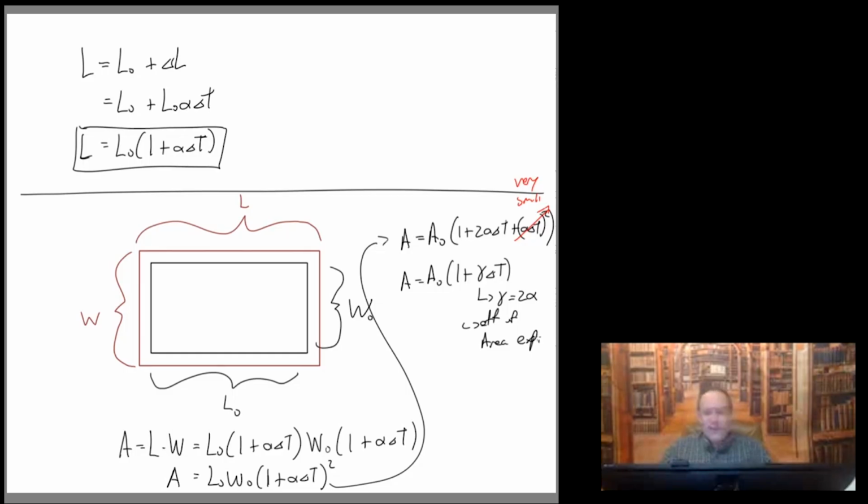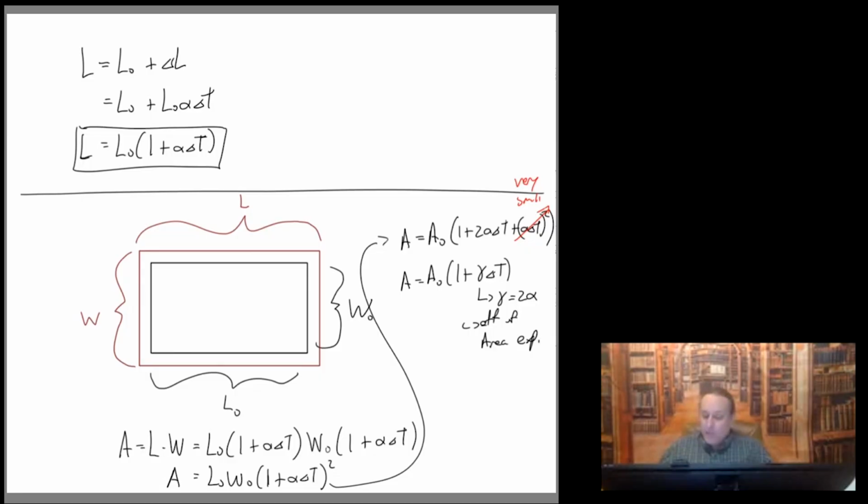Now, typically when we're looking up these values, we're not going to find a table of gamma because we just take alpha and multiply it by 2. So when you're looking in the table, you're going to find the alpha for steel. And if it's a sheet of steel, then we want to know how the area of that sheet expands. Then we just multiply the alpha by 2 and use the same kind of formula.